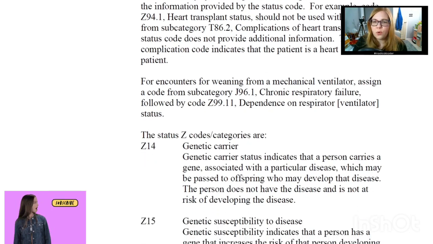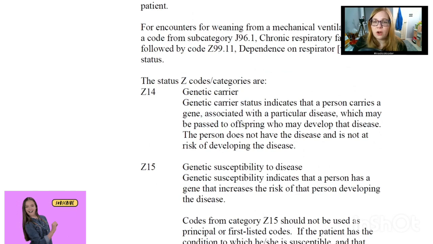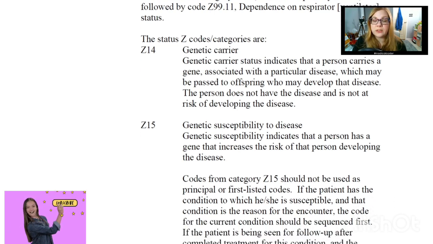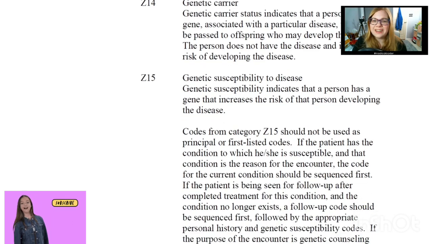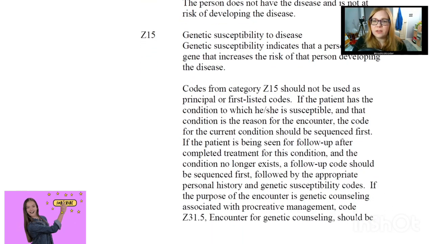For encounters for weaning from a mechanical ventilator, assign a code from subcategory J96.1, chronic respiratory failure, followed by Z99.11, dependence on respirator status. The status codes are: Z14 is genetic carrier. Genetic carrier status indicates that a person carries a gene associated with a particular disease, which may be passed to offspring, such as hemophilia. Z15 is genetic susceptibility to disease. That means that the person has an increased risk of developing that disease because of their genes.